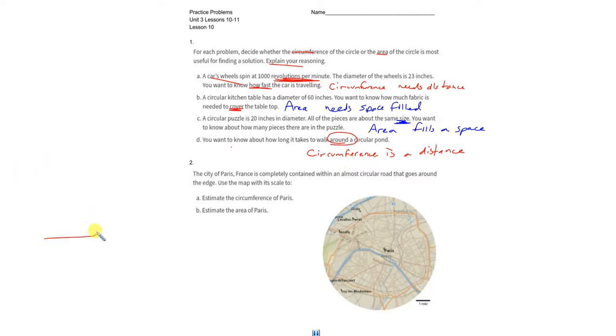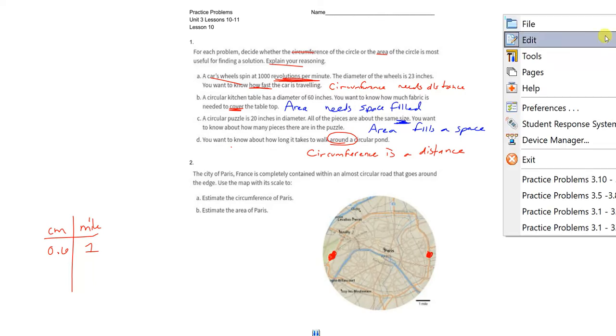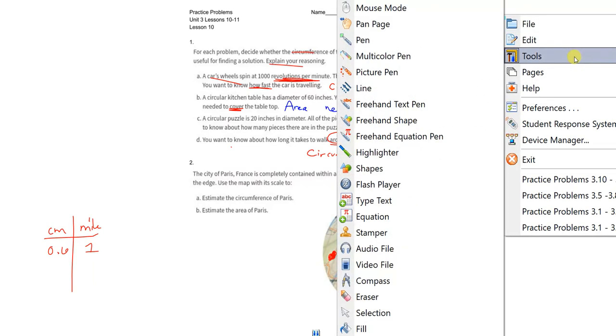So 0.6 centimeters is equal to 1 mile according to the scale that I measured down here, right? So what we're going to do is measure how far across it is, the diameter of this road, which is roughly from about here to here. If we measure that diameter, we should be able to get an idea of how big the circle is.